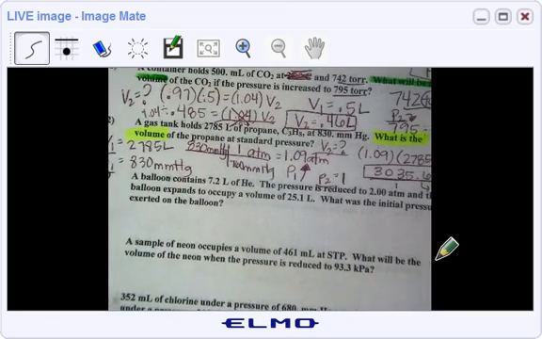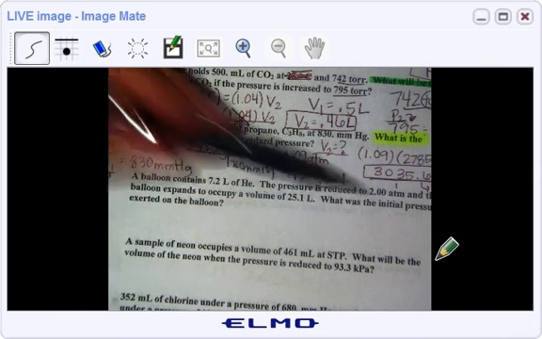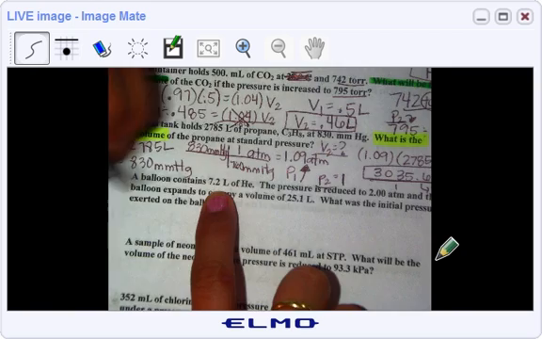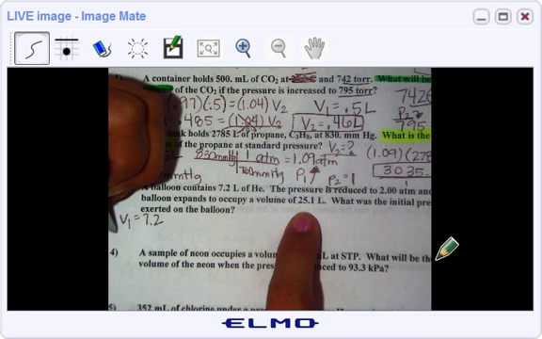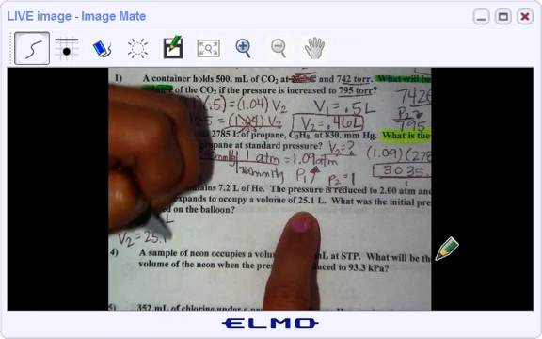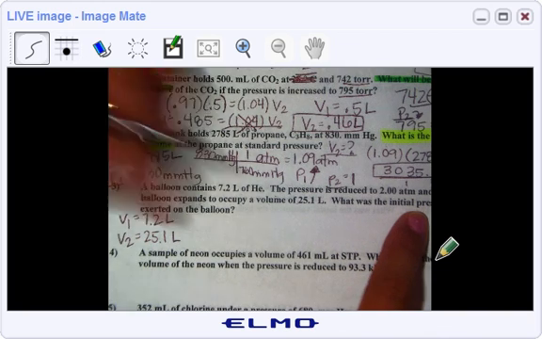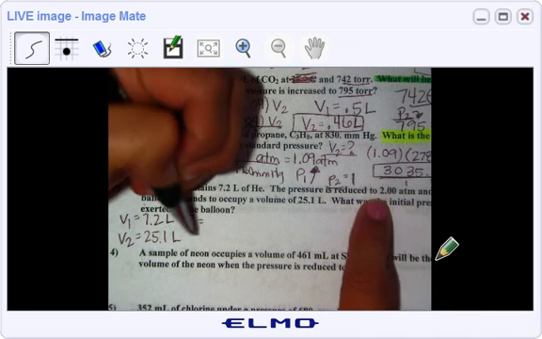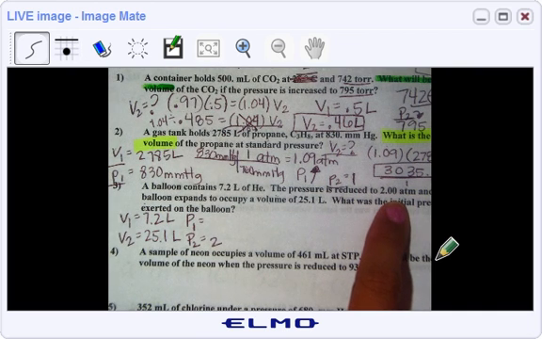Let's look at number 3. A balloon contains 7.2 liters of helium. The pressure is reduced to 2 ATMs, and the balloon expands to occupy a volume of this. So this is my V1. This will be my V2. It says, what was the initial pressure? So that gives us a clue that that's what we're solving for. We don't know what our P1 is. So the only other ATM pressure number in there is our P2, which is 2. So we have all the data and then we solve.